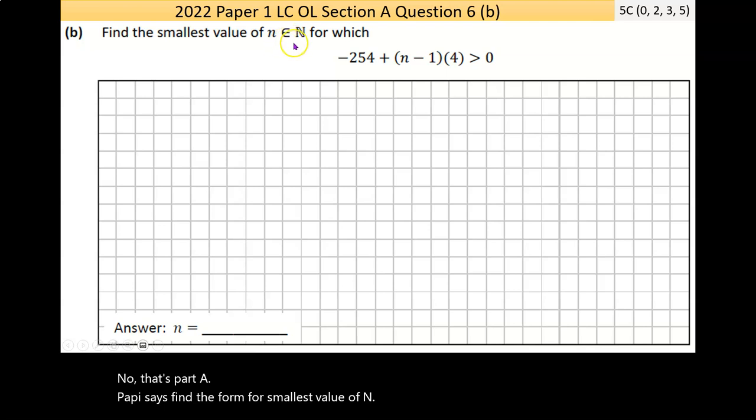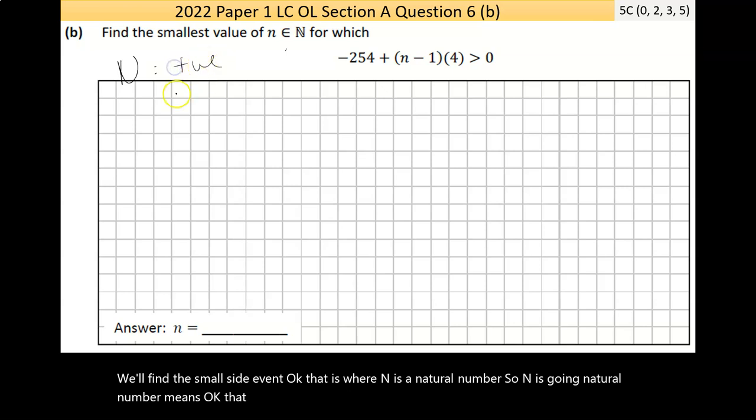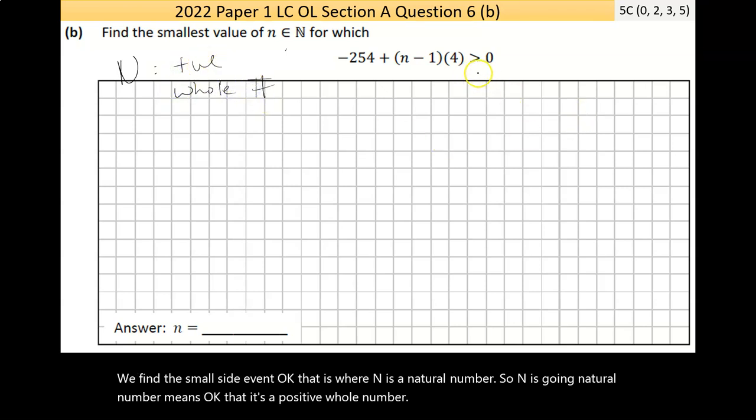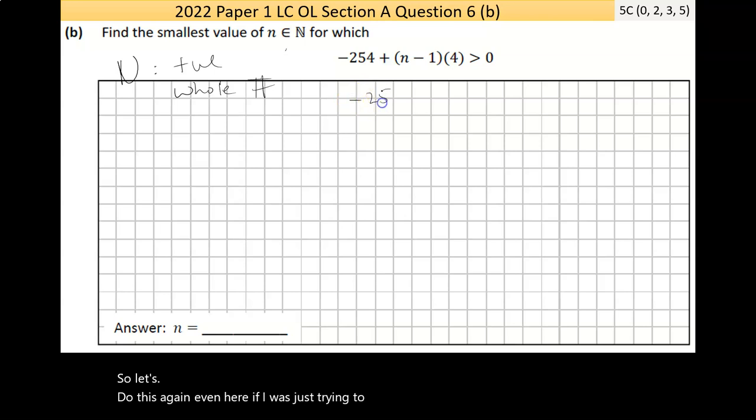Find the smallest value of n. Okay, that is where n is a natural number. So n is a natural number, which means a positive whole number. Okay, so let's do this. Even here, if I'm just trying to BS it, I'm going to remove the brackets. We did this kind of already.